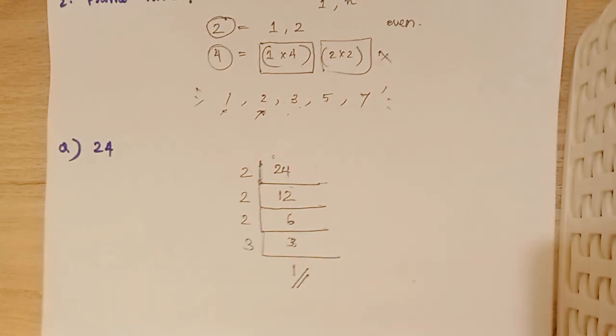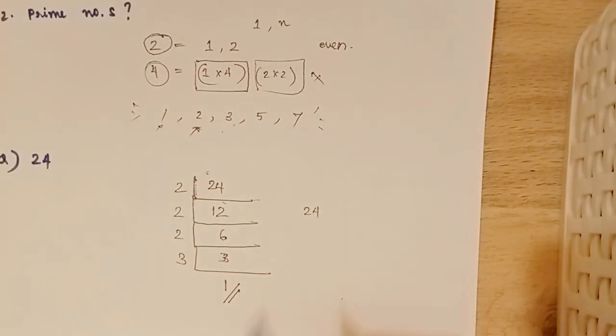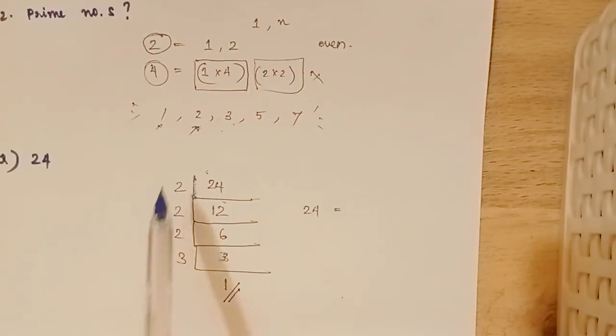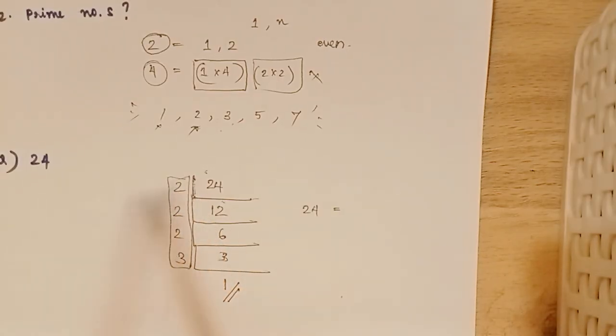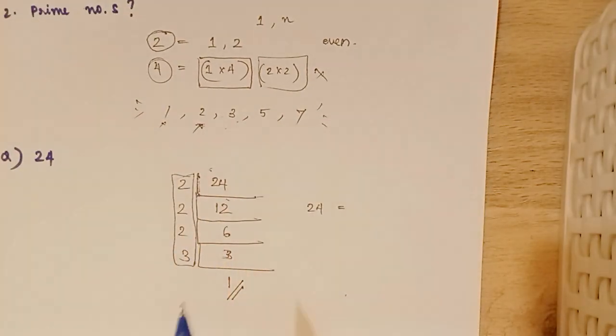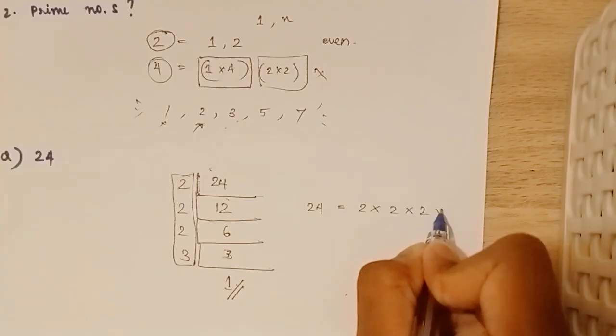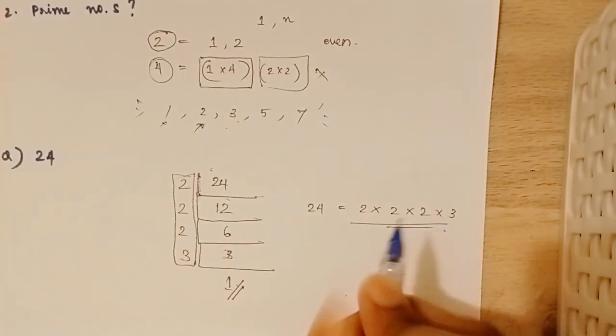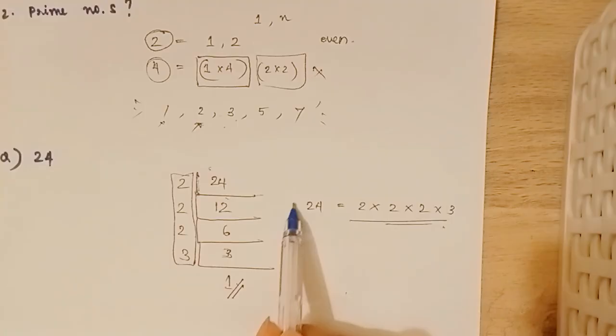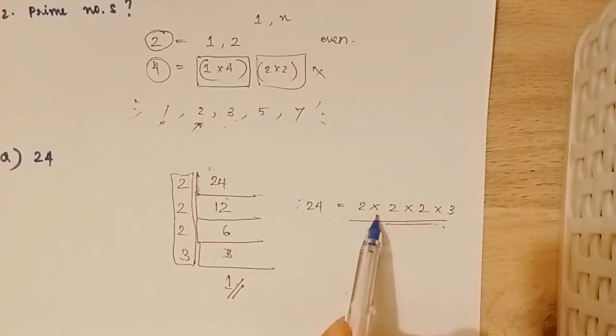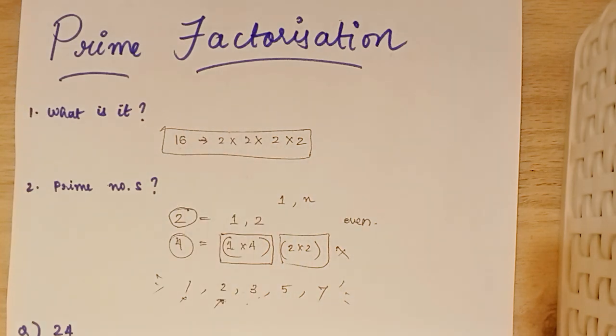Now what you need to do is, you need to write the number 24 like this, and you put an equal to sign and write all the numbers that you got on the side. So while doing prime factorization, our main motive is to get number 1 at the end. When you get number 1, you can stop with the factorization. Now you take all these numbers, that is 2 into 2 into 2 into 3. This is how you express 24 in prime numbers. This is what you need to find out by doing prime factorization.